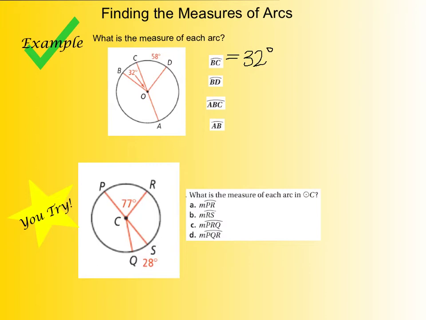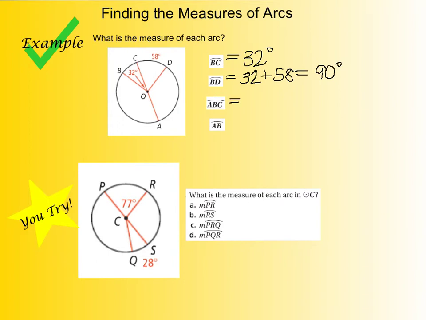Next, we want to find the measure of arc BD. Now that's this whole arc right here, and that's found by finding the angle of angle BOD. Now we know this angle is 32, and since this arc is 58, then this angle is 58, so 32 plus 58 is going to be our answer, and that adds to 90 degrees.